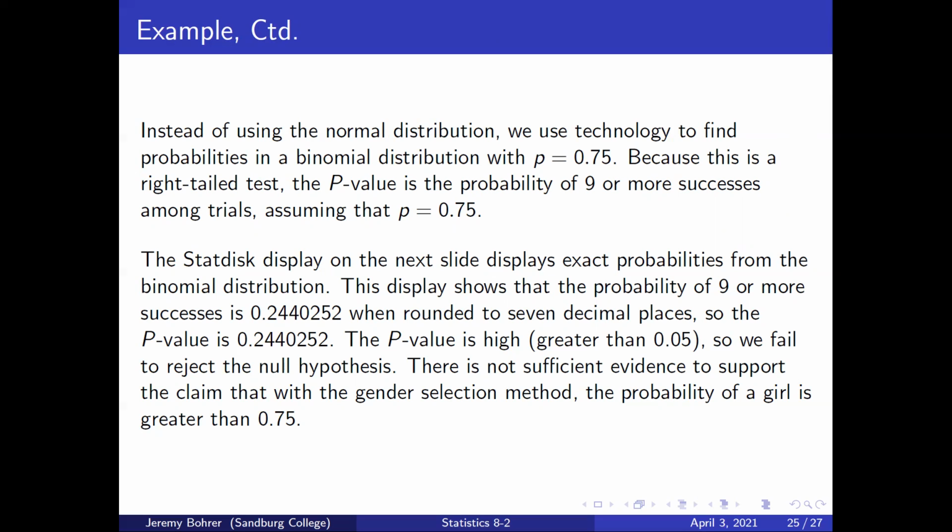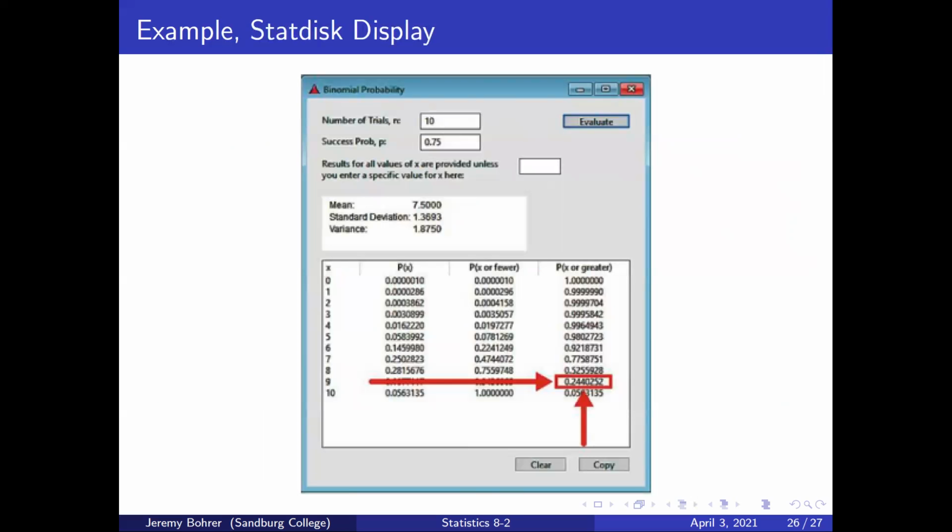This display shows that the probability of 9 or more successes is 0.2440252 when rounded to 7 decimal places. So the p-value is 0.2440252. The p-value is high, greater than 0.05, so we fail to reject the null hypothesis. There is not sufficient evidence to support the claim that with the gender selection method, the probability of a girl is greater than 0.75. Here is that display.